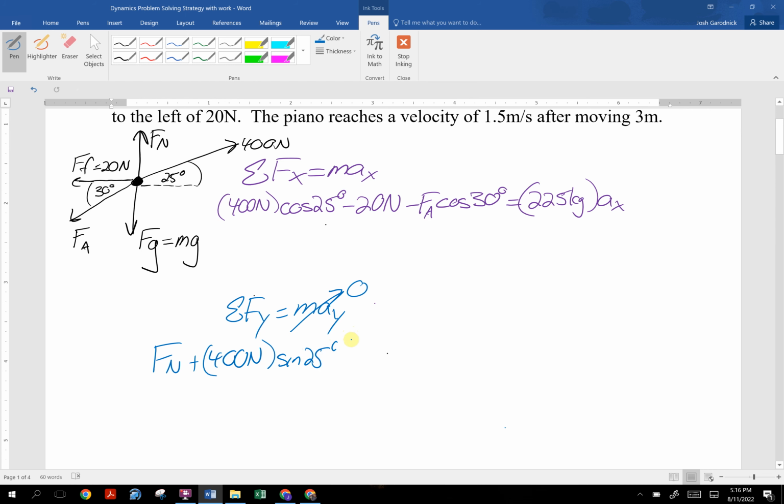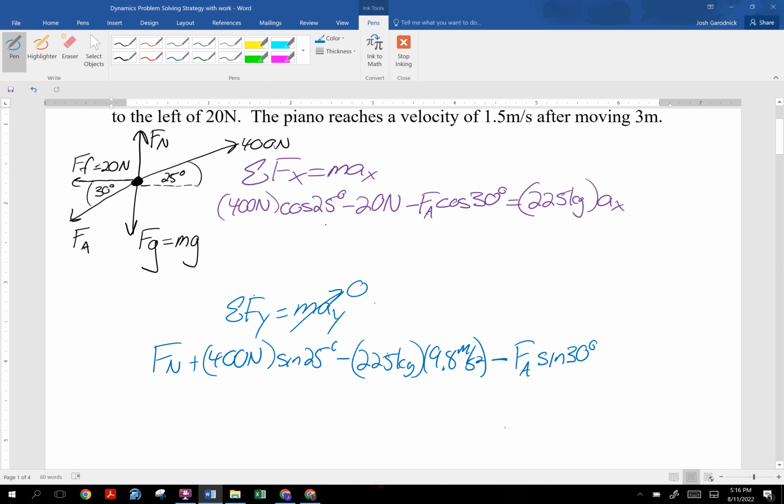I have gravity downward. That's going to be negative. And we know the mass, 225 kilograms times 9.8 meters per second squared. We have an applied force downward. And we don't know what it is, just applied force, but it's at an angle, so sine 30. And I think that's it.